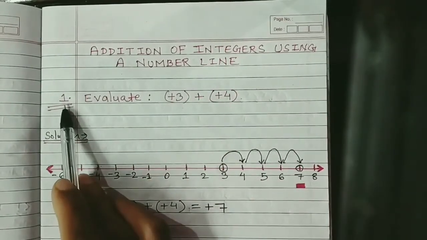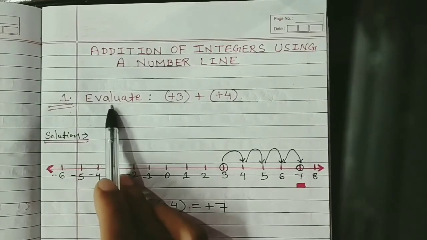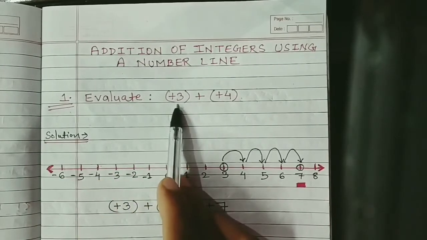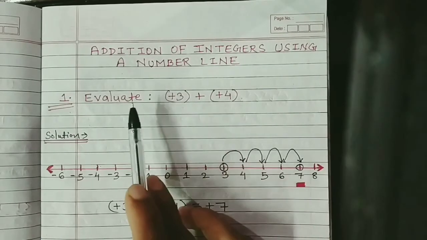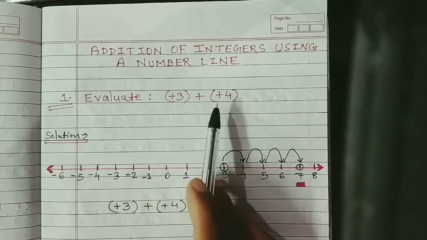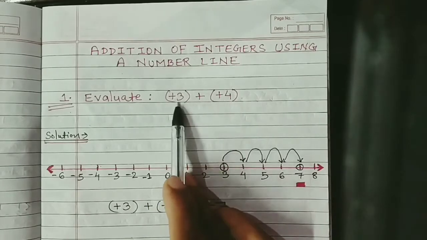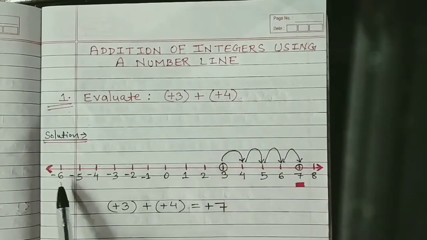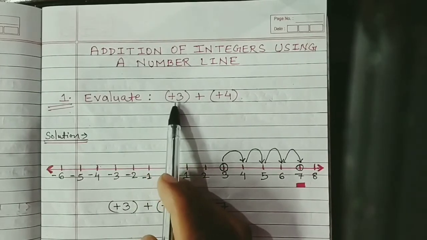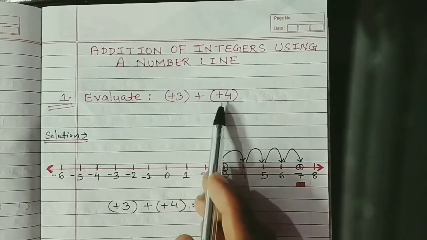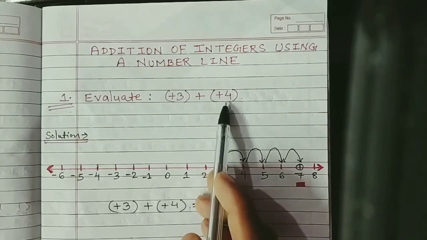So the first question is: evaluate plus 3 plus 4. In this question we have to add these two integers using a number line. One integer is plus 3 and another integer is plus 4.